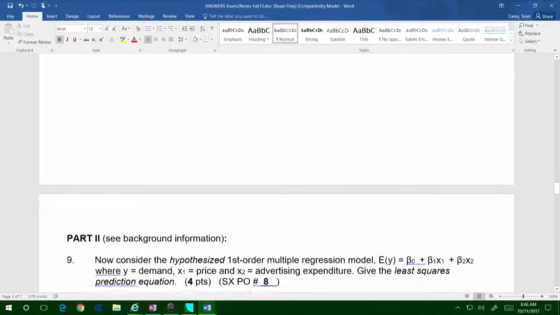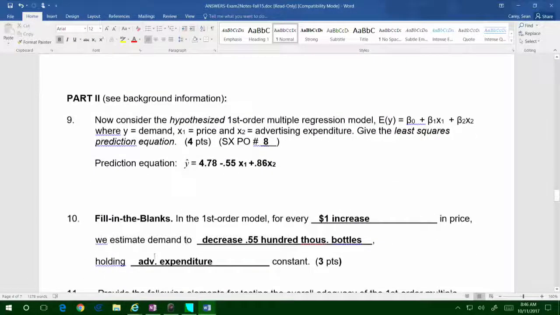All right, now we go to part 2. Now remember, we already talked about what the data was. If you go back, the data was we're trying to model the demand for a laundry detergent, based on the price of the product and also based on how much we spend on advertising expenditure. And now I ask you something about it.